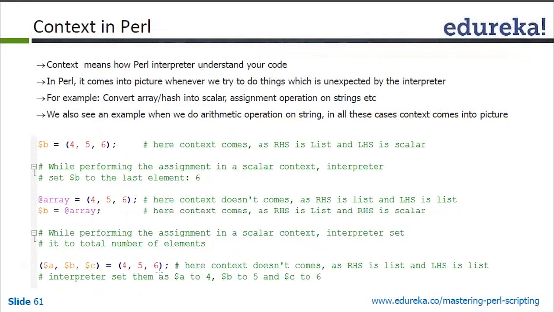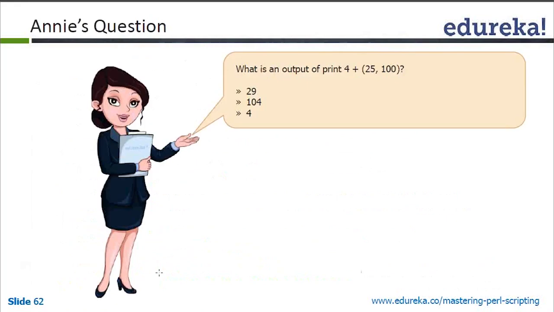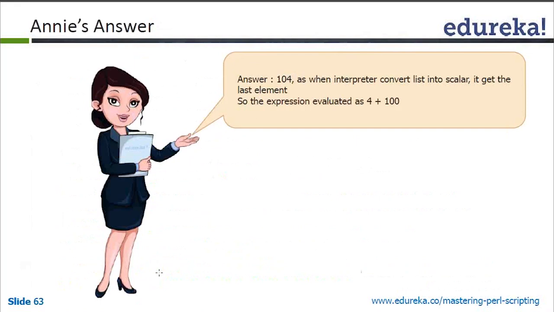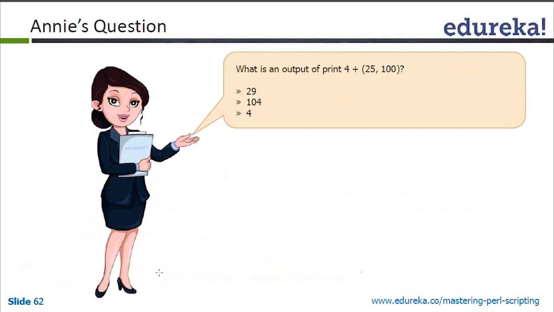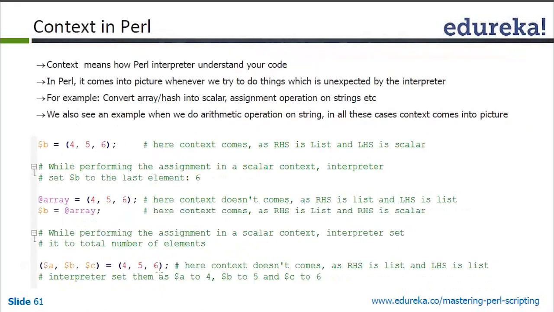If you go to the previous slides, what we saw is we want to assign a list to a scalar. What will happen is it will give you the size. Okay. So here what happens is it will assign the last element, which is 100. In fact, it is not the size. It is not an array here.